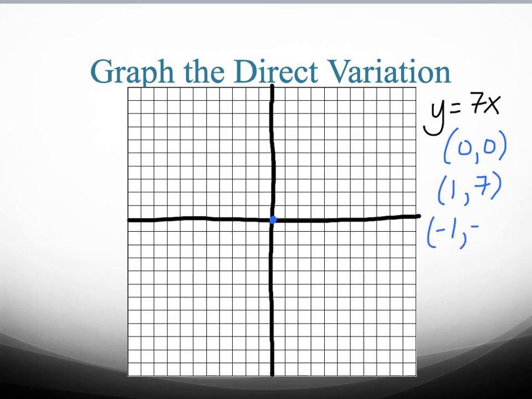What comes out for y? Negative 7. So 1, 7 would be right here. Negative 1, negative 7 would be right here. And the line that you would connect between them, ooh, definitely not perfect. Pretend it's straight. Very hard to draw a straight line with a stylus on the iPad. I know, excuses, excuses. But that's graphing the direct variation.